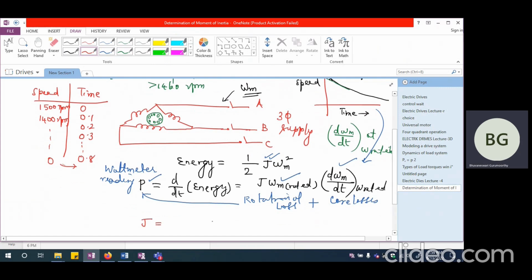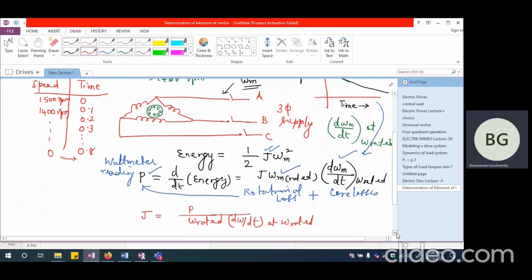So I should say J is equal to P divided by omega rated divided by d omega by dt at omega rated. So this should be able to give us the moment of inertia of this drive system. But of course, there is an approximation because we are assuming that the entire loss you have measured is rotational loss and there are no core losses.